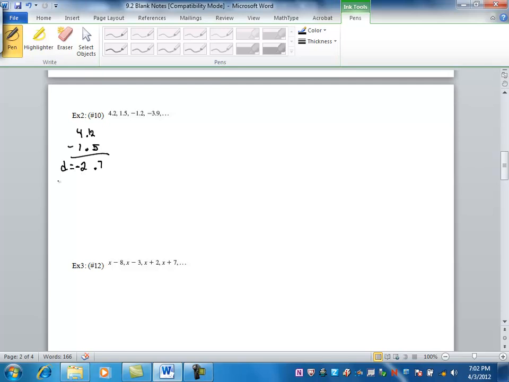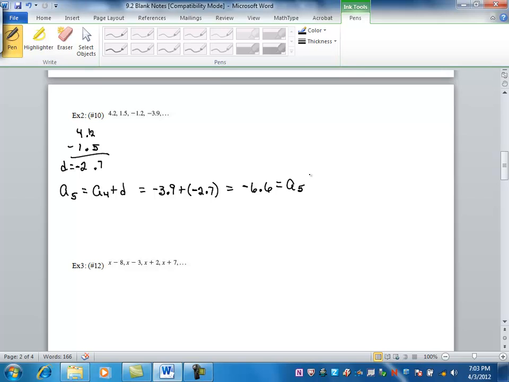Now we've got the fourth term here. We know that the fifth term is the fourth term plus the common difference. In this case, the fourth term is negative 3.9 and the common difference is negative 2.7. This gives me negative 6.6. This is my fifth term.